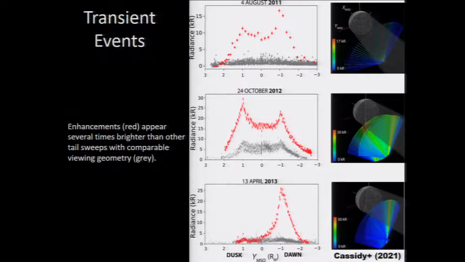So a typical passage with standard viewing geometry averaged over a few orbits is shown here in gray, and these events are in red, and they are significant enhancements by a factor of a few in the brightness of the tail. It's cut off right here, but most of what I'm going to be talking about today appeared in Cassidy 2021. That's the paper to look for.